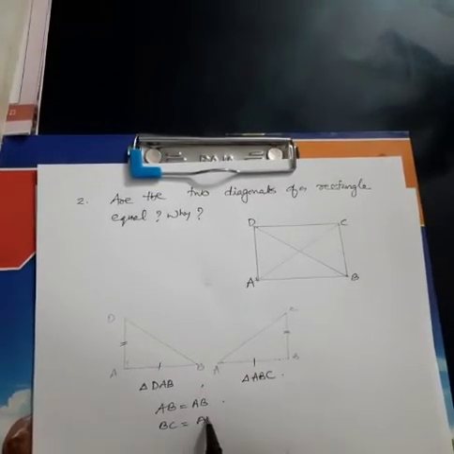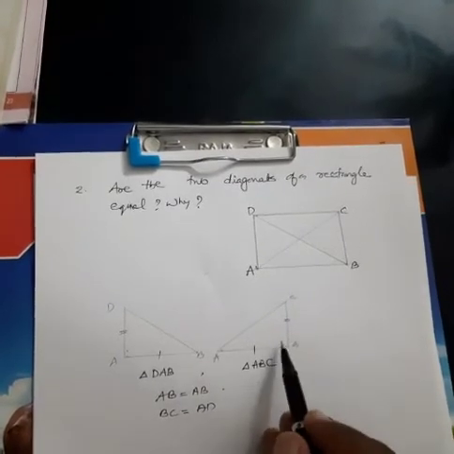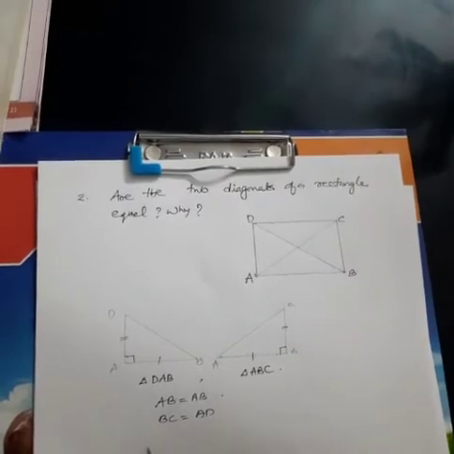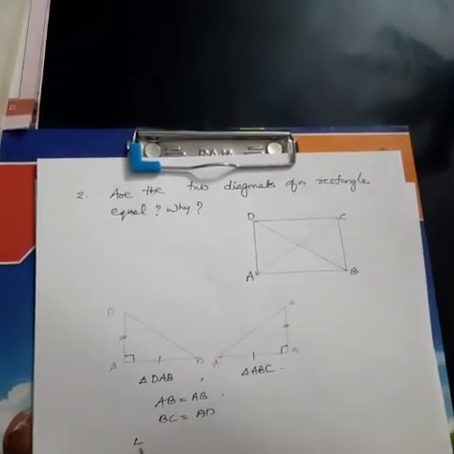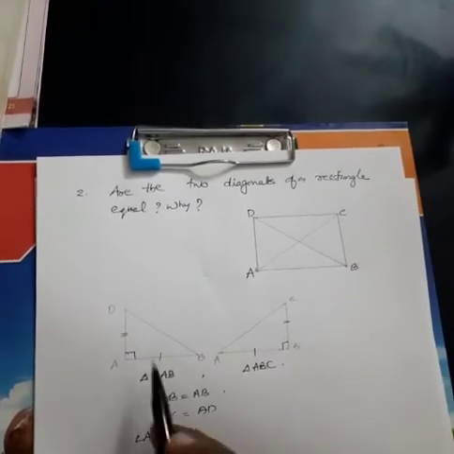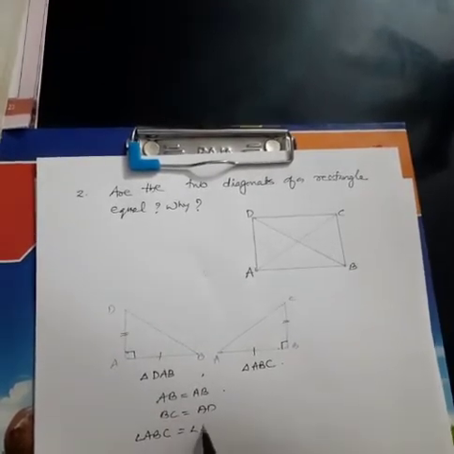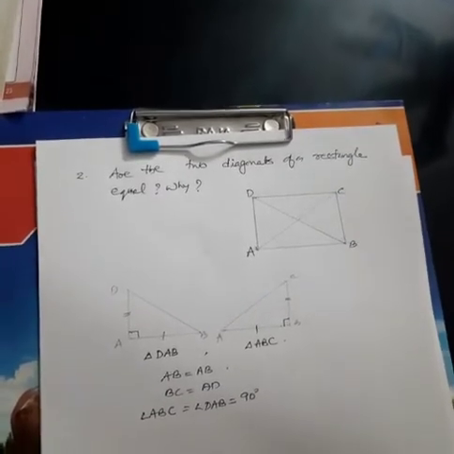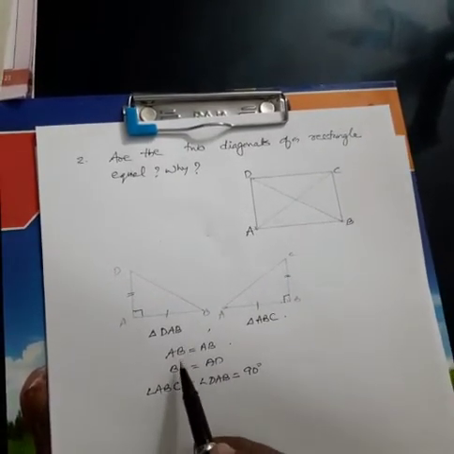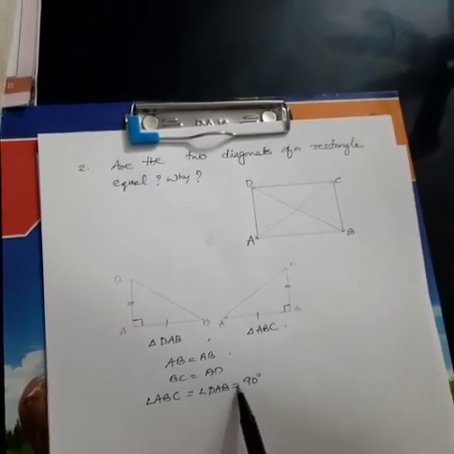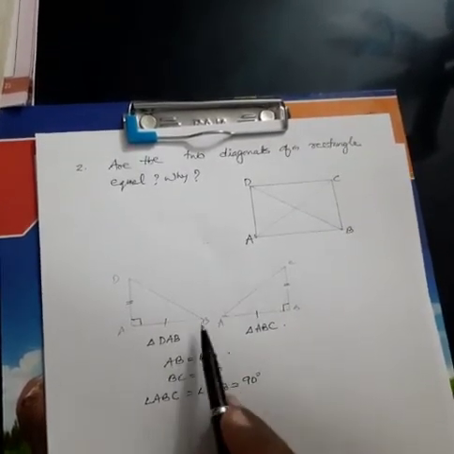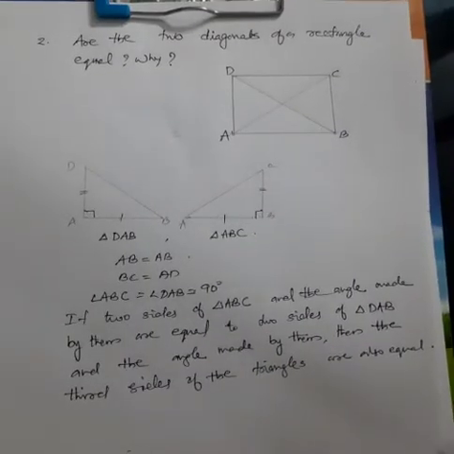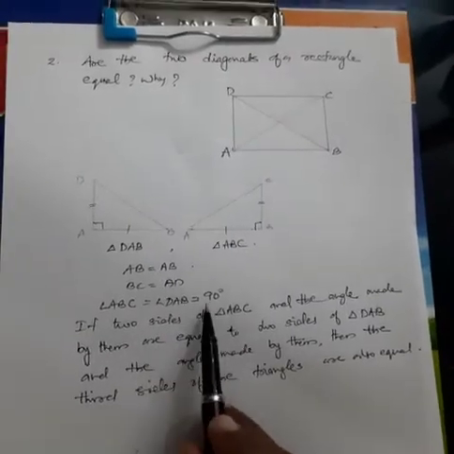BC is equal to AD. And see, this is a perpendicular. This is also a perpendicular. So angle ABC and angle DAB are equal, and what is that? It is 90 degrees. If two sides and one angle are equal for both the triangles, the other side is also equal. You already studied the law: two sides and one angle are equal.